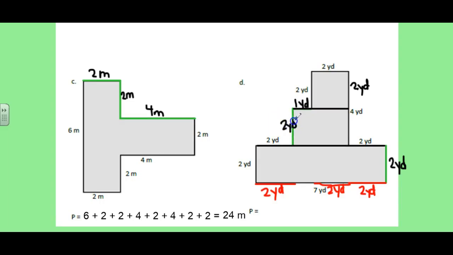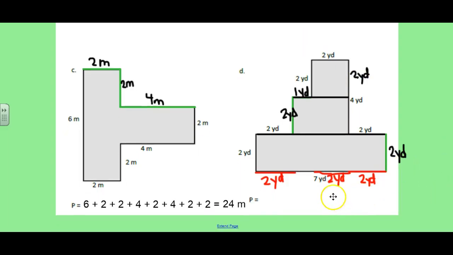So this one right here took some looking at really closely to see what exactly the side lengths were that were missing. So now I am ready to add up all of my side lengths. You do not have to write down 2 plus 2 plus 2, because this total side length was 7 yards right here. We were just trying to figure out what this little piece right here was to help us find what this little piece up here was as well. So we're really adding 2 plus 2 plus 2 plus 1 plus 2 plus 2 plus 2 plus 4 plus 2 plus 2 plus 7. That's a lot of numbers that we're adding together.